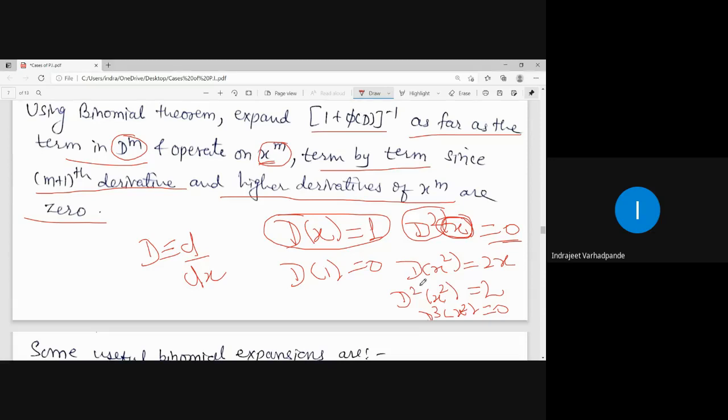x square है तो कितने derivative आएंगे? D square तक के. बाकी all higher order 0. (m+1)th derivative and higher order derivatives are 0. अगर x cube है तो कहां तक इसका derivative निकलेगा? x cube का D cube तक. D to the power 4 onwards all the derivatives will be 0.